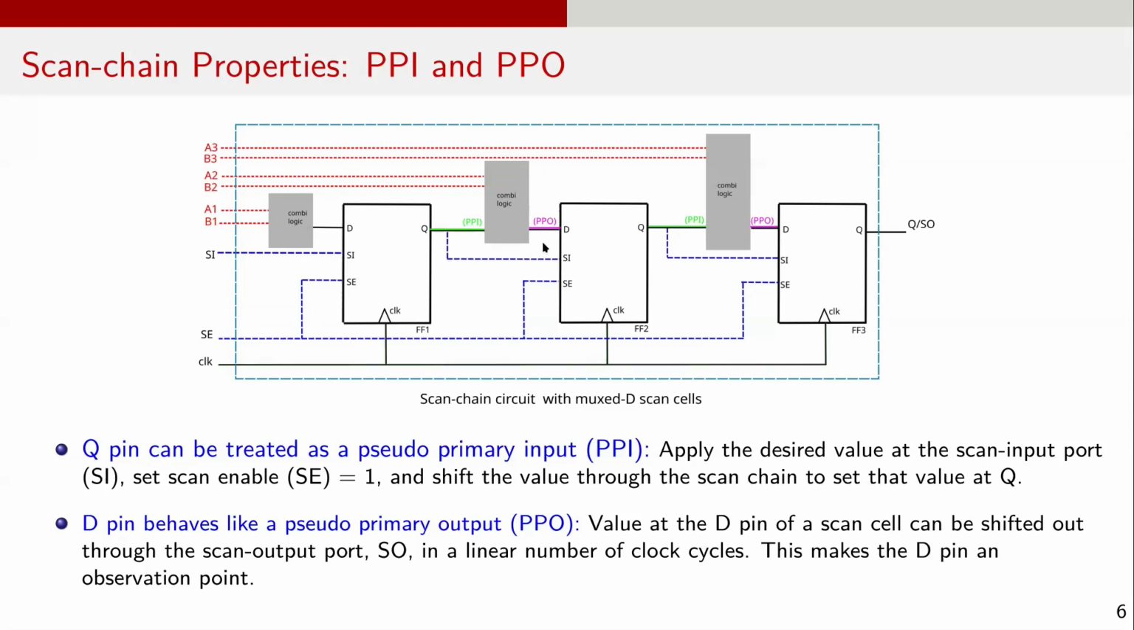Since the combinational logic is driven either by primary input ports, shown here as A1, B1, A2, B2, and A3, B3, or by the Q outputs of the scan cells, which serve as pseudo-primary inputs, by setting scan enable to 1, designers can fully control the pseudo-primary inputs, and by shifting the data through SO, they can observe the pseudo-primary outputs.